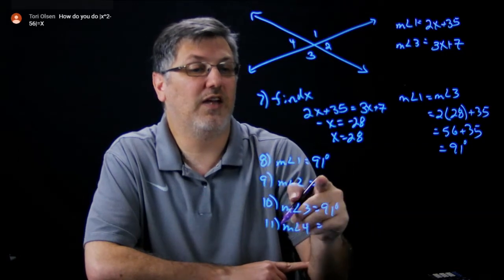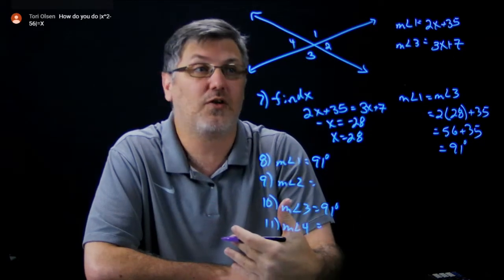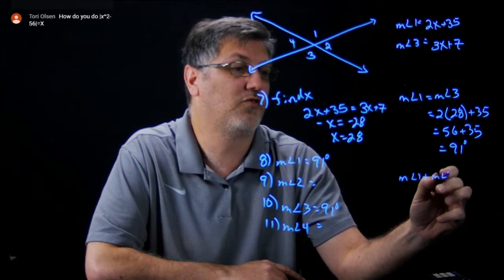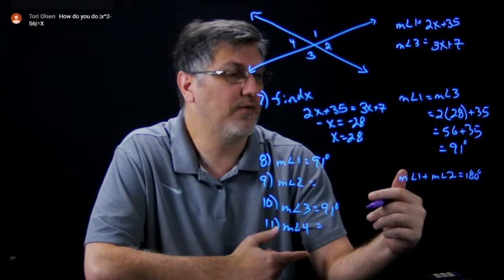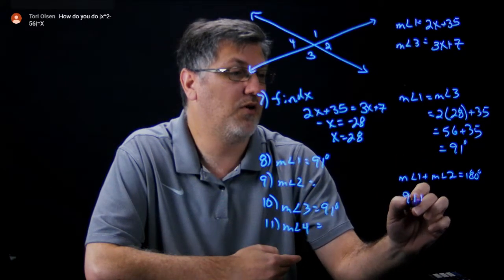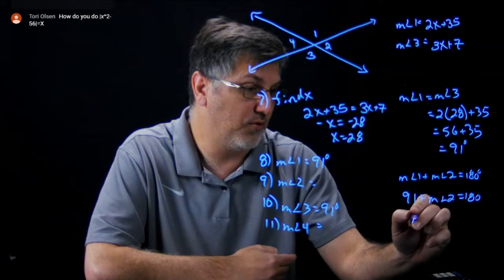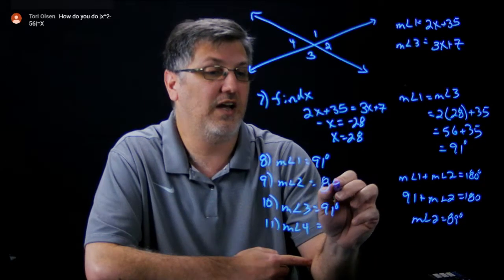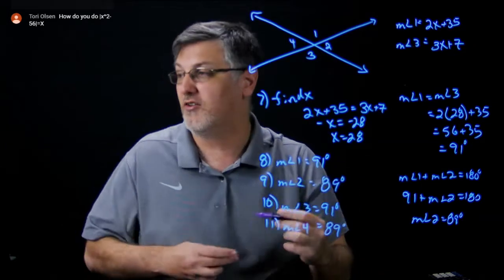91. If you look at angle 1 and angle 2, they are linear pairs, which are supplementary. So we know the measure of angle 1 plus the measure of angle 2 is 180 degrees because they're supplementary. From here we know the measure of angle 1 is 91, so 91 plus the measure of angle 2 equals 180. Subtract 91 from both sides, and I have the measure of angle 2 equals 89 degrees. And if you look at 2 and 4, they are vertical angles, and those are 89 degrees as well.